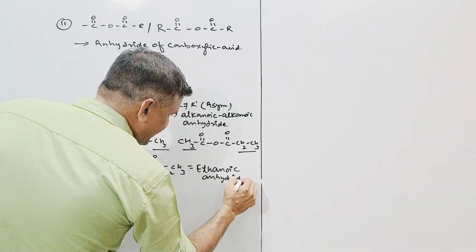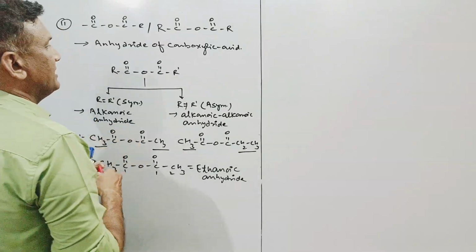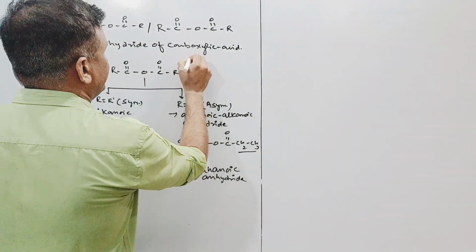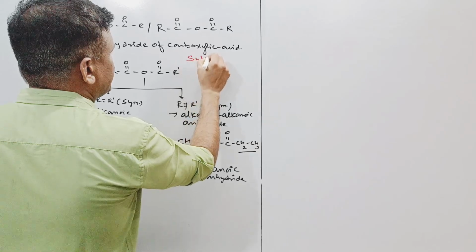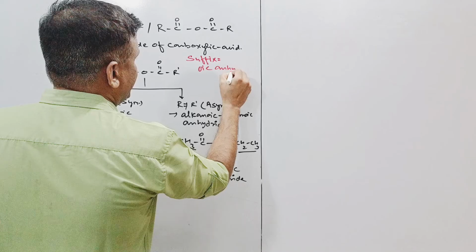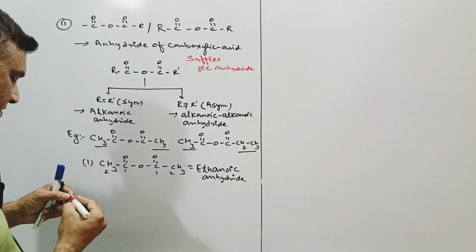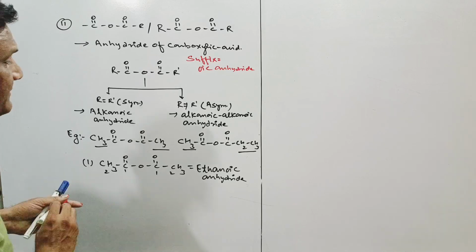Oic anhydride will be the suffix. Here the suffix is oic anhydride. This is the suffix oic anhydride regarding just this functional group. Now I would like to go further.